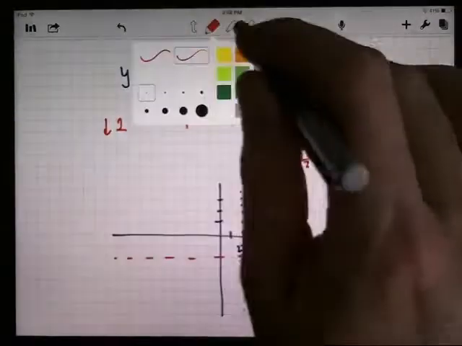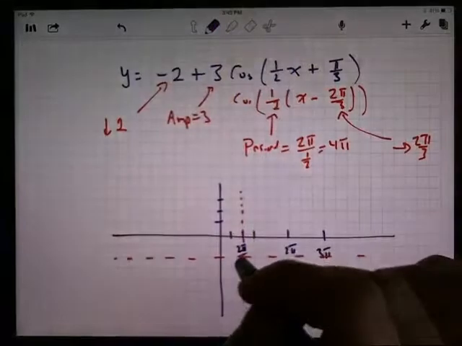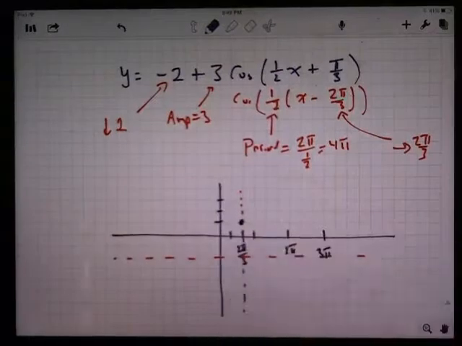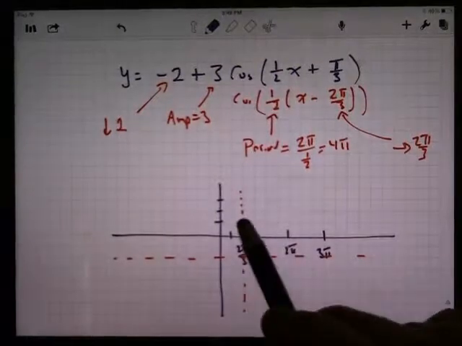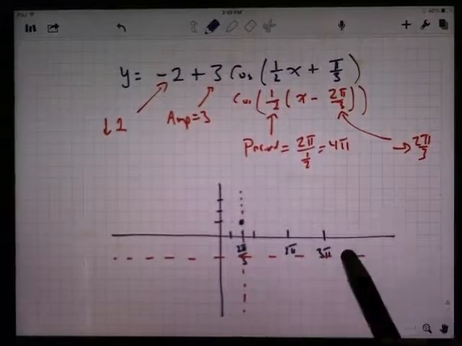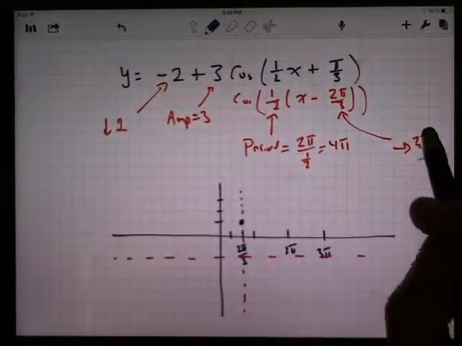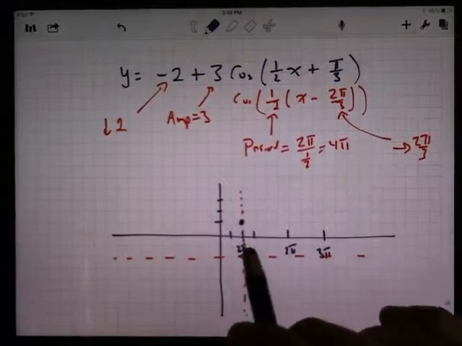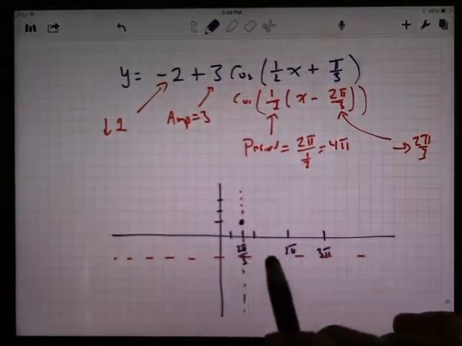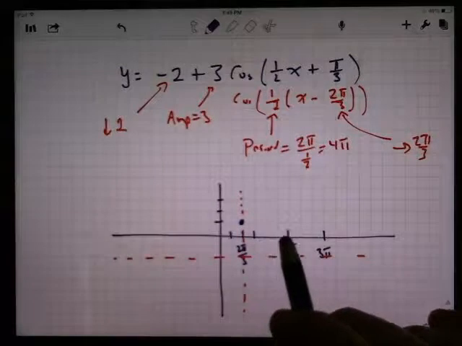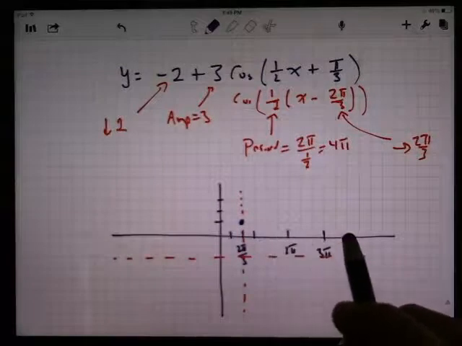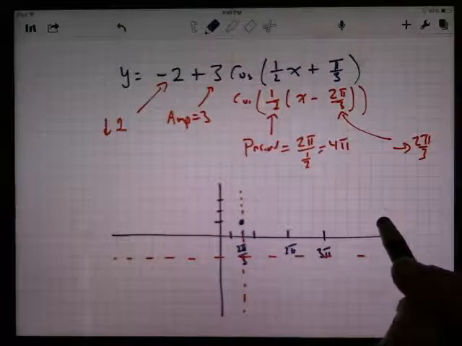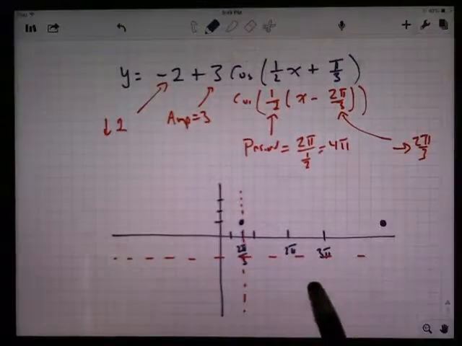Actually, let me draw this in blue here. From the shifted origin, up 1, 2, 3. That's the start of the first cosine. That's my first handle. Now, to get my second handle, it's the end of that first cycle. Where's the period? 4 pi. So from here, I've got to move over 4 pi. So there's 1 pi, 2 pi, 3 pi, 4 pi. So I'm right here. That's the end of one cycle.